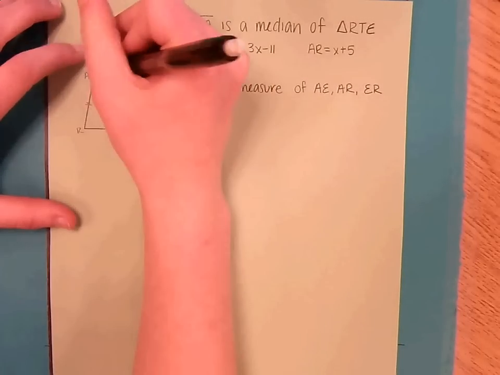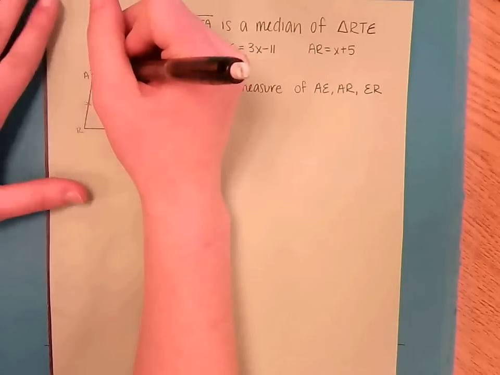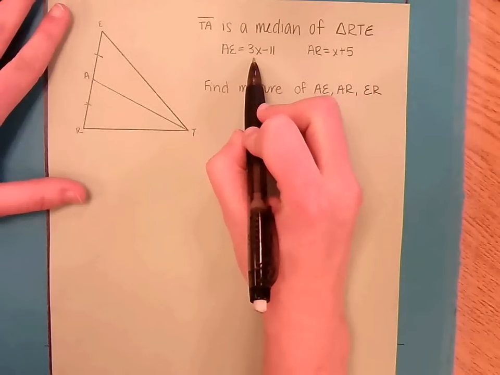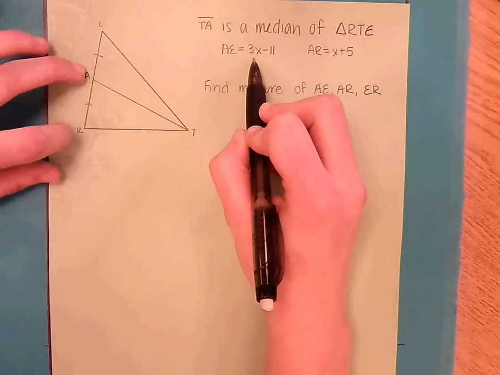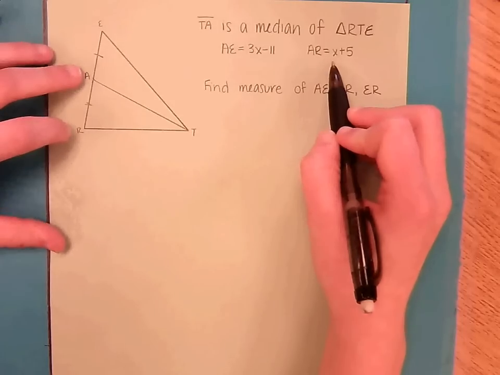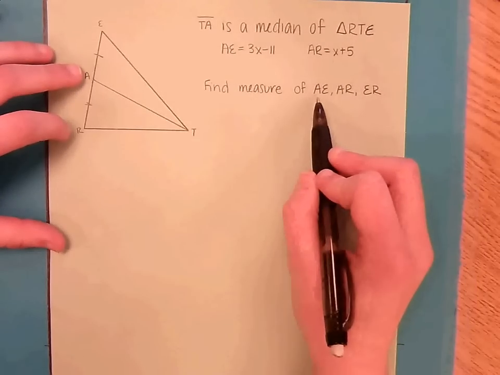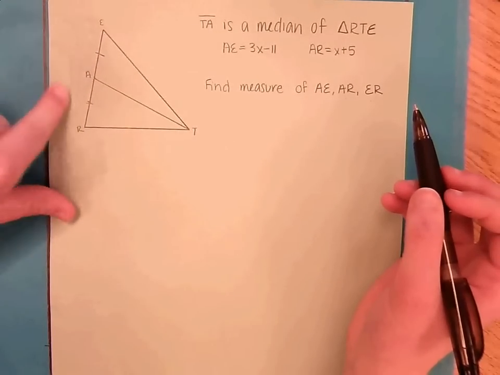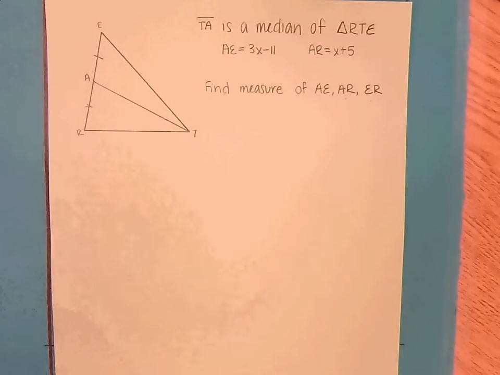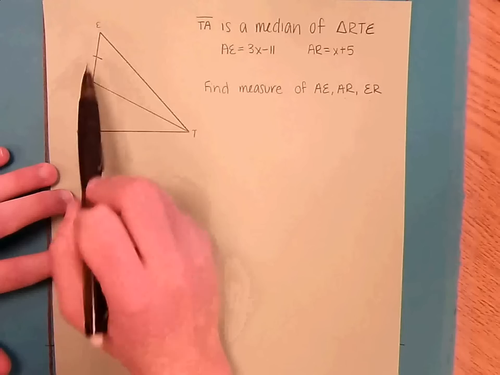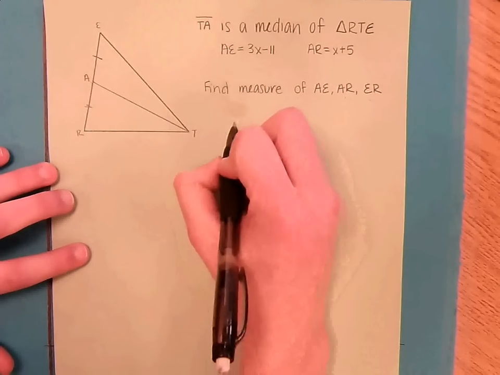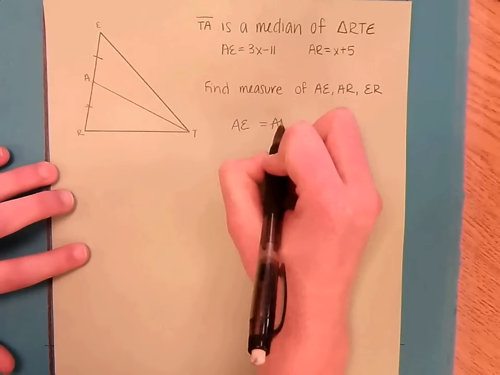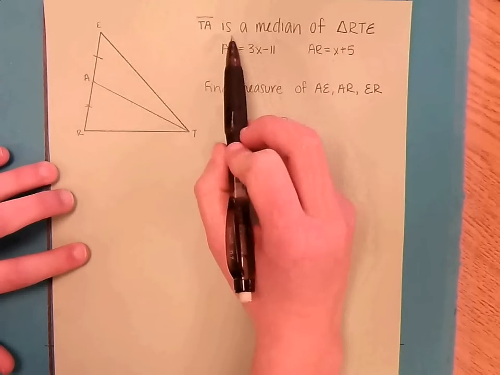Segment AE says it's equal to 3x minus 11, and then AR is x plus 5. Now I want you to find the measure of AE, AR, and ER. So you have to find the individual parts and then the whole part together. Kind of like what we just did, except we're doing lines and we used x instead of y. Since both of these are the same, we can set them equal to each other, because AE equals AR, because TA is the median.